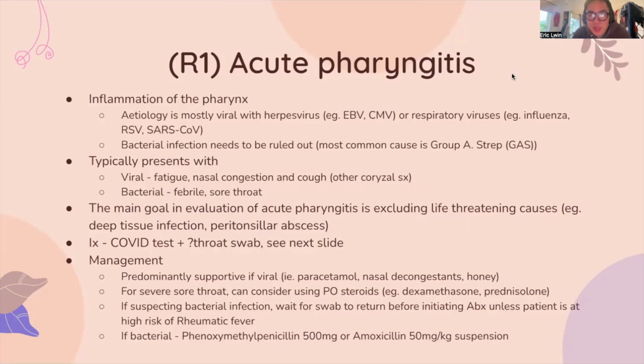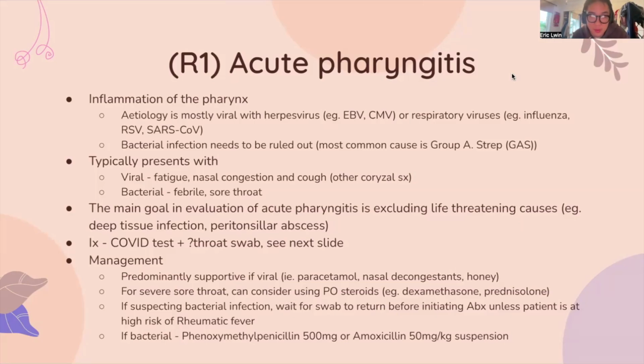So predominantly the management for acute pharyngitis is supportive because the main causes are viral. So again, paracetamol, decongestants, and honey. For severe sore throat, you can consider using steroids like dexamethasone and prednisolone. And if you suspect a bacterial infection, you can wait for the swab to return.